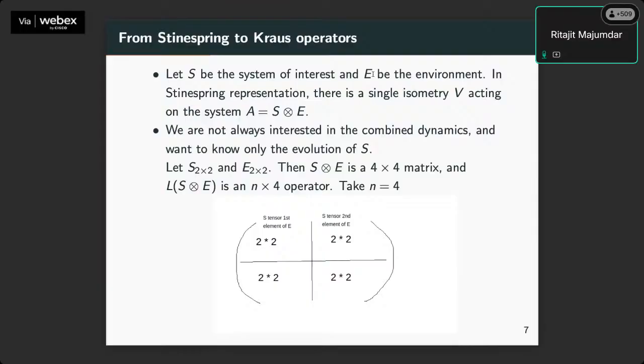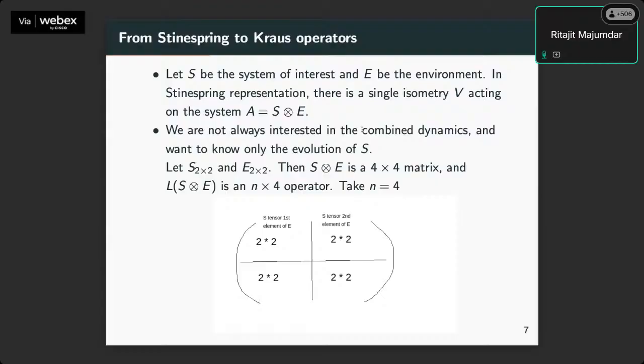There are two problems. First, I am not always interested in the combined dynamics. I have a qubit, and I want to know how that qubit is evolving. I don't want to know what happens to all the molecules in my room. I am not interested in that. So I don't want to know this combined dynamics. And the second thing is, it is also not always possible to know the combined dynamics. How do we know, if I have a qubit, what is the environment that it is interacting with?